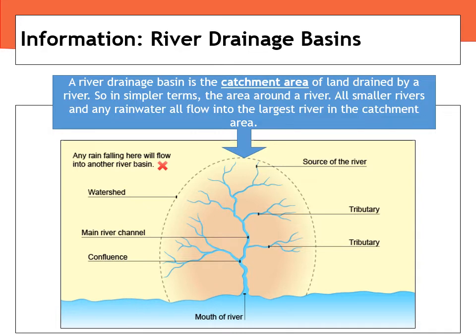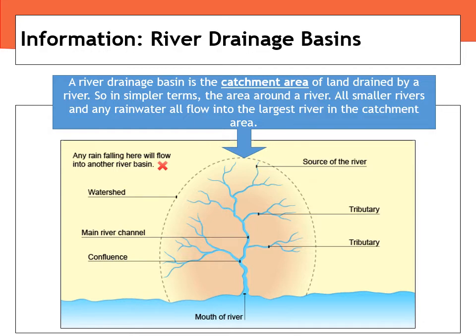So you will always have one main river running through the middle, okay, and then you'll have smaller rivers that join that river over the course of the river. Okay, so catchment area of land drained by a river. So in simpler terms, it's the area around a river. All small rivers and any rainwater will all flow into the largest river in the catchment area. Okay, so as rain falls on that surrounding land, it will always drain into either these smaller rivers and then into the big river, or directly into the larger river. Okay, so that's a drainage basin.